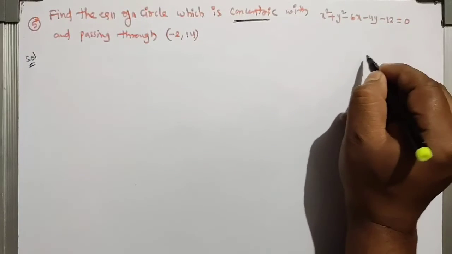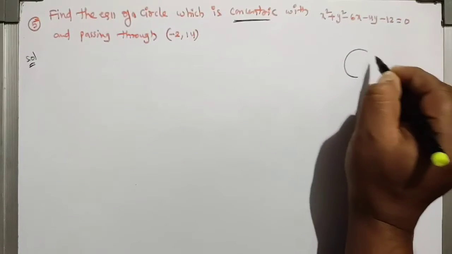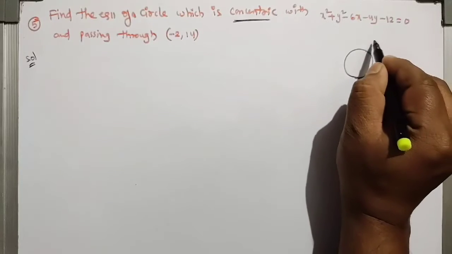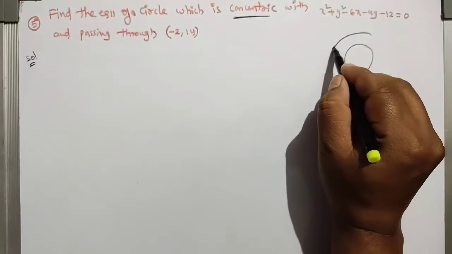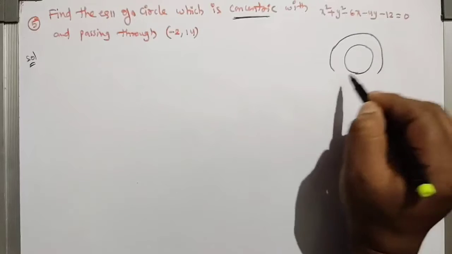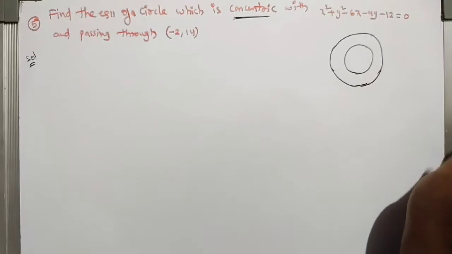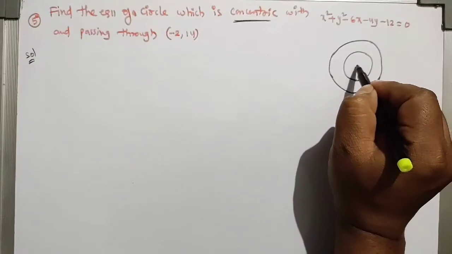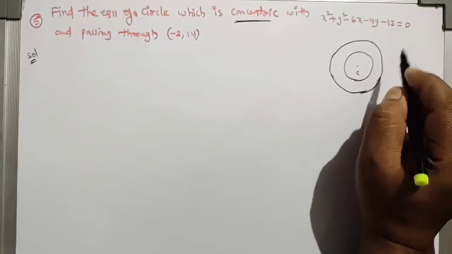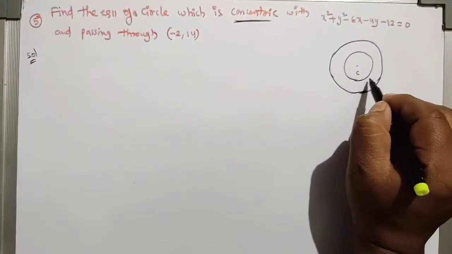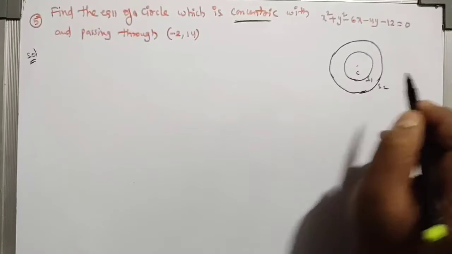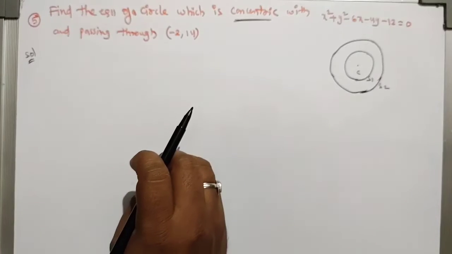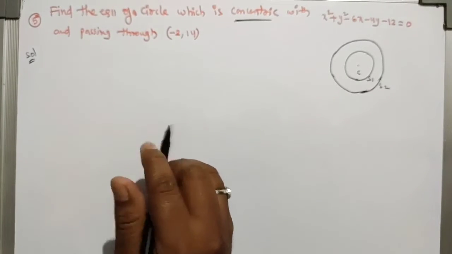So now this is one circle here, and this is one circle and it's concentric. These two have the same center. This is the center, this is the C. Now it is given, this is the S1 and this is the S2. So S1 is the circle 1 and S2 is the circle 2.